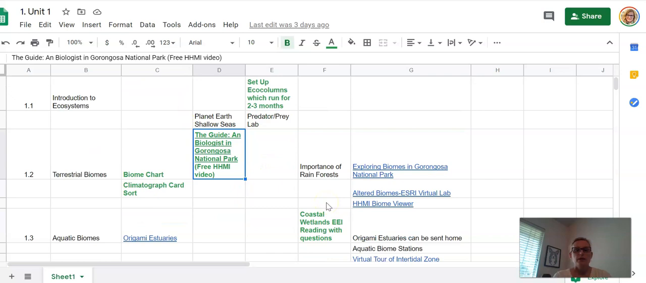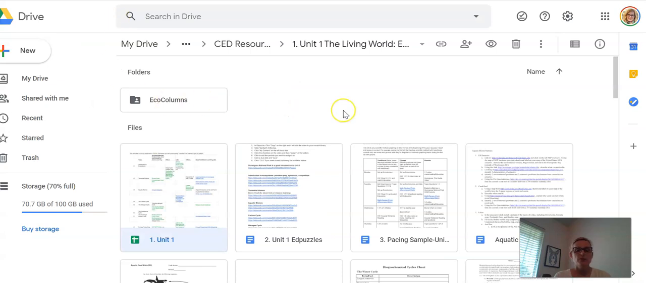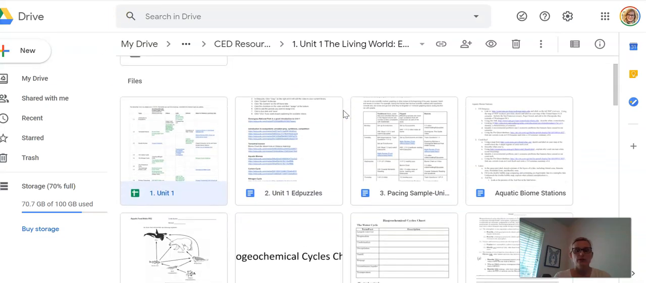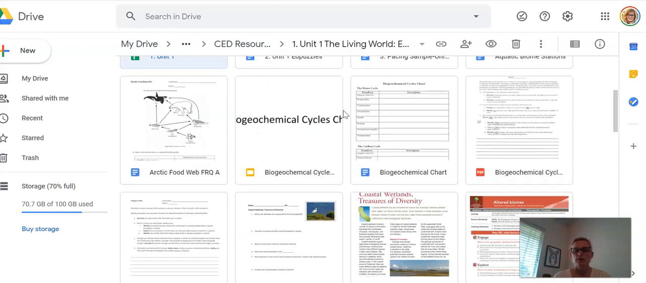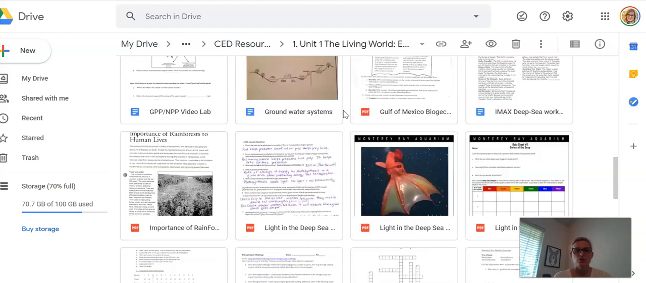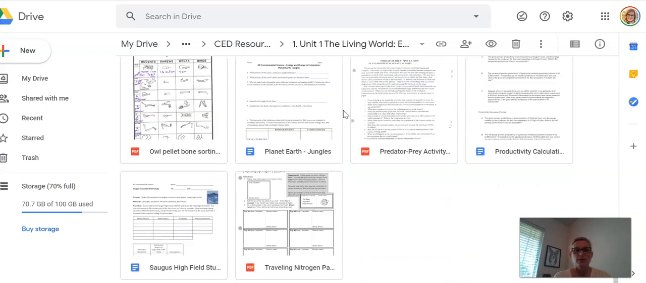And if there's no link, then it's in the folder. So for example, biome chart, I do it, it's green, it's in the folder. Actually, everything on the spreadsheet is either in the folder or linked. So the biome chart should be in here, and it's not. I'm going to put it in here.